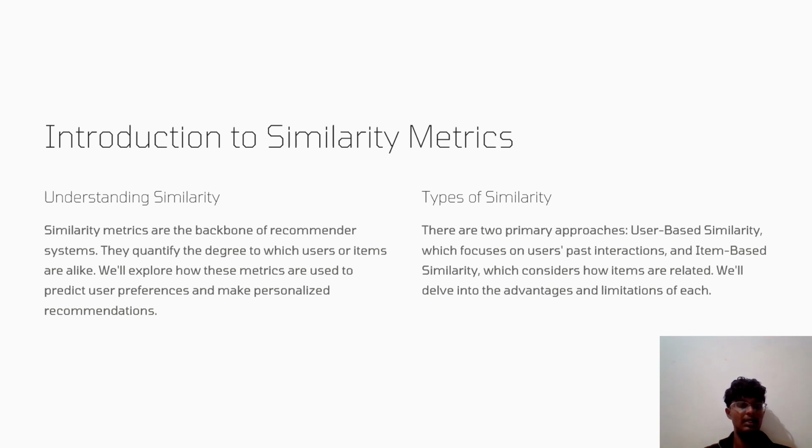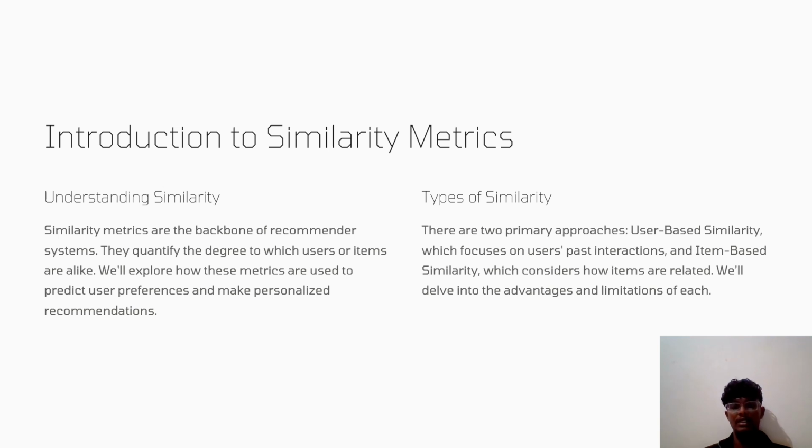In this slide, let's see about the introduction to similarity metrics. Understanding similarity. Similarity metrics are the backbone of recommender systems. They quantify the degree to which users or items are alike. We will explore how these metrics are used to predict user preferences and make personalized recommendations.